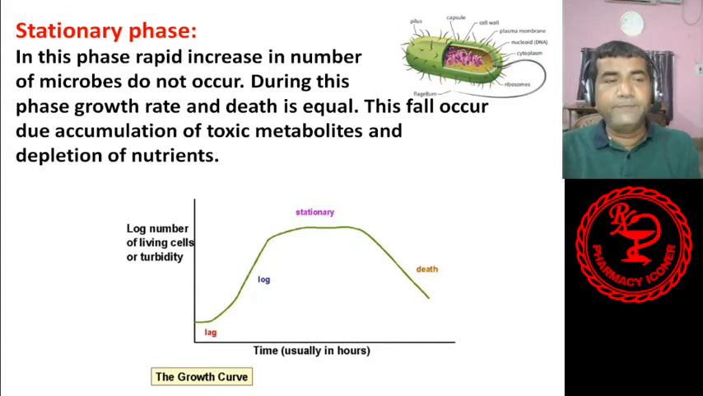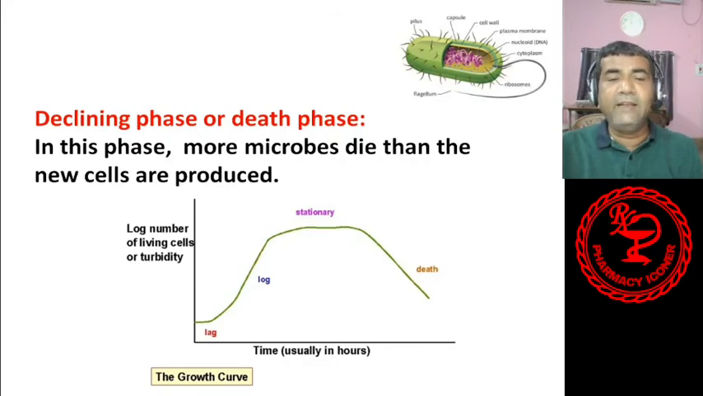Next is the declining phase. In this phase what happens? The number of microorganisms falls. This is the death phase. The number of microorganisms falls here. Why? Here the number of new cells formed is less than the number of cells that die. So that is why it declines, the effective number of cells decreases.